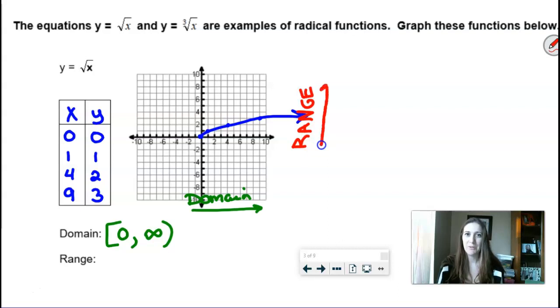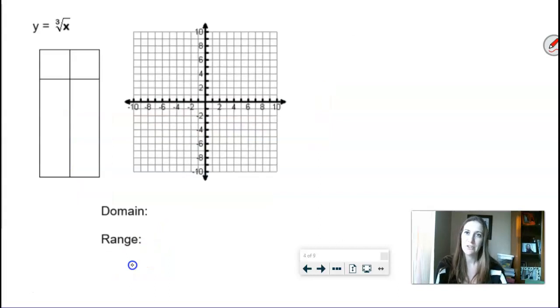So remembering that I have to measure it in that direction, my range starts at a height of 0 as well, and then goes off to infinity. It goes up to infinity. It goes up really slowly, but it does increase forever. So that's interesting. So that, my friends, is your square root graph. That's the parent function to the square root graph.